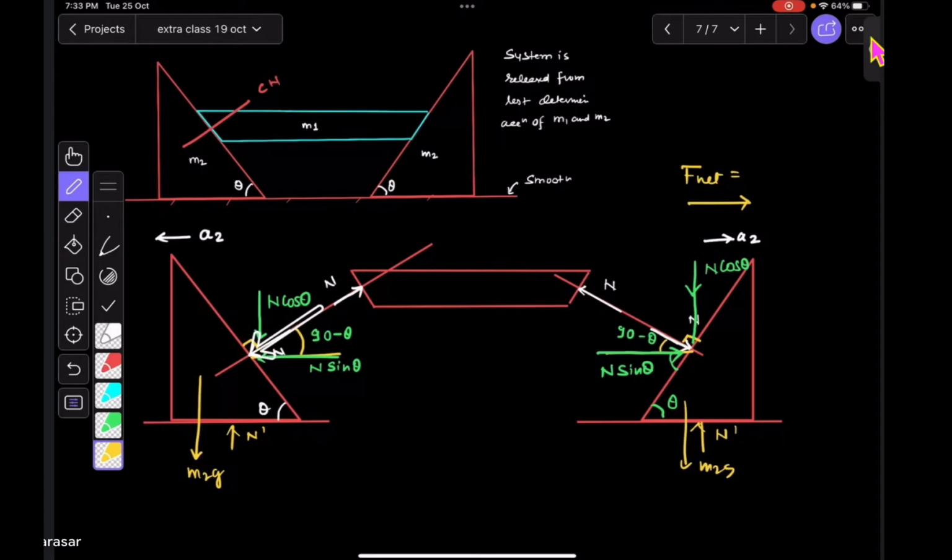Yes, so N cos(90 minus theta) is N sin theta, no? So you will find the net force acting on either of the wedges is N sin theta, as I am drawing here. You can see that. The only force that acts on the wedge in the horizontal direction is N sin theta. So I'll write F equals ma. N sin theta is going to be equal to m2a2. This is our one equation that we can make.